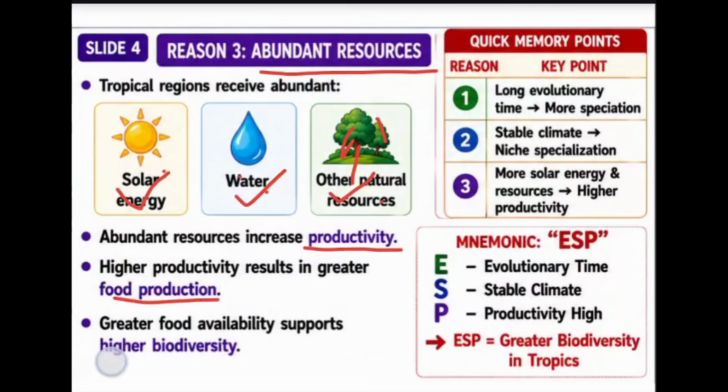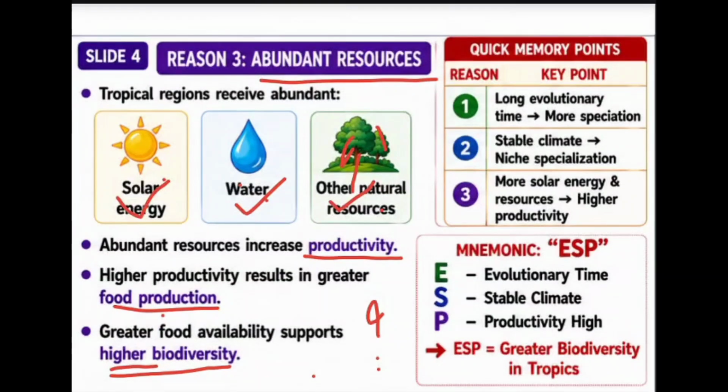Now let us understand the relationship between resources and biodiversity with a simple example. Imagine two restaurants. If one restaurant has only a few dishes available and the other restaurant has hundreds of dishes available, which restaurant can attract more customers? Obviously, the second one. Similarly, tropical ecosystems provide abundant resources that support a large number of organisms. This allows many species to survive together. Therefore, more resources and higher productivity lead to greater biodiversity.